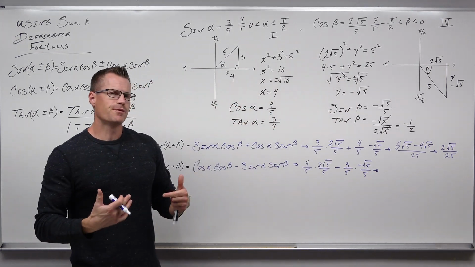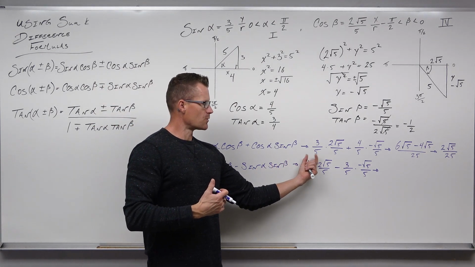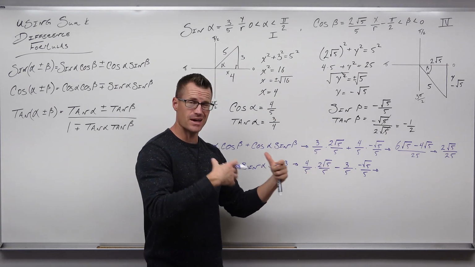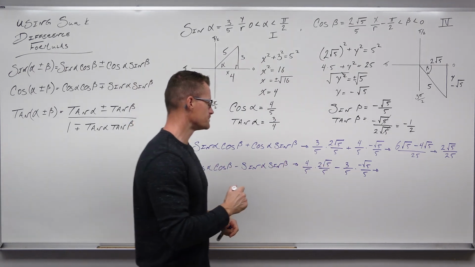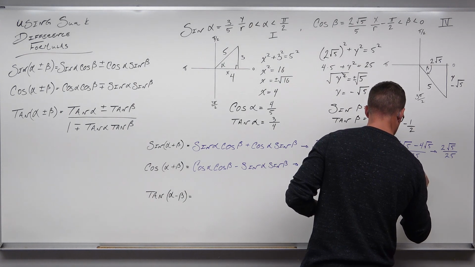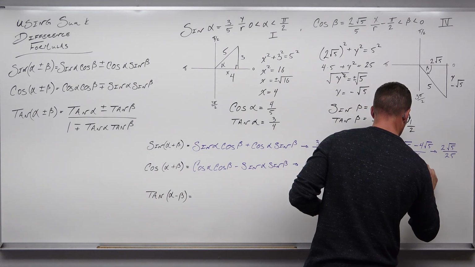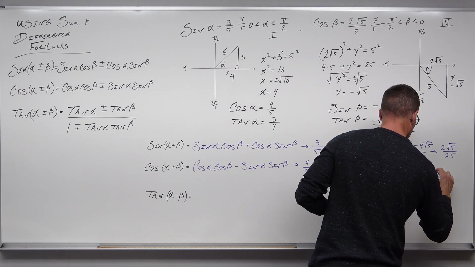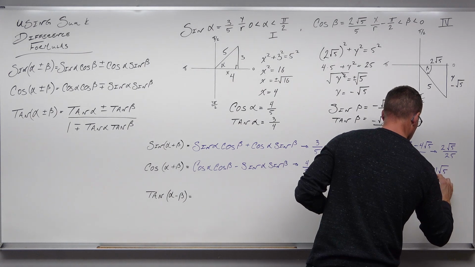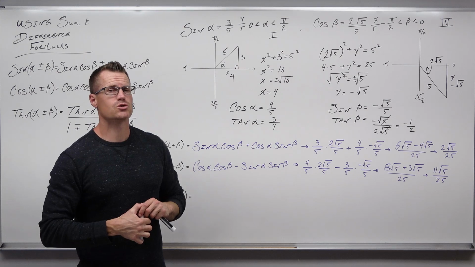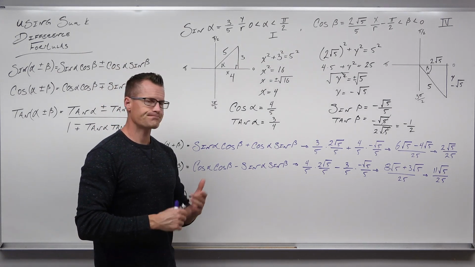With a little bit of simplification, hopefully we can see we get 8 square root 5 over 25 plus 3 square root 5 over 25. That common denominator lets us make one fraction. We end up getting 11 square root 5 over 25. Let's do the last one.